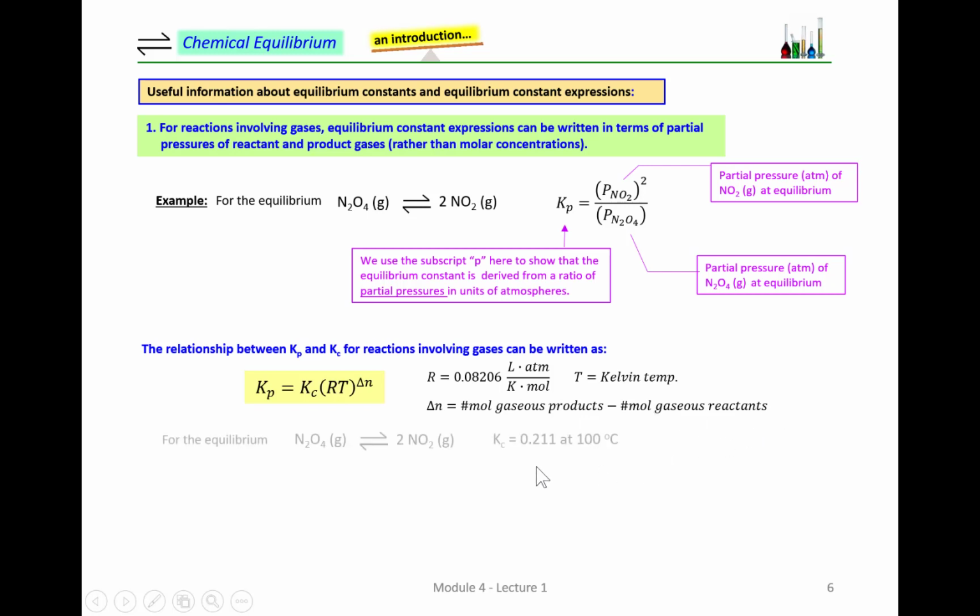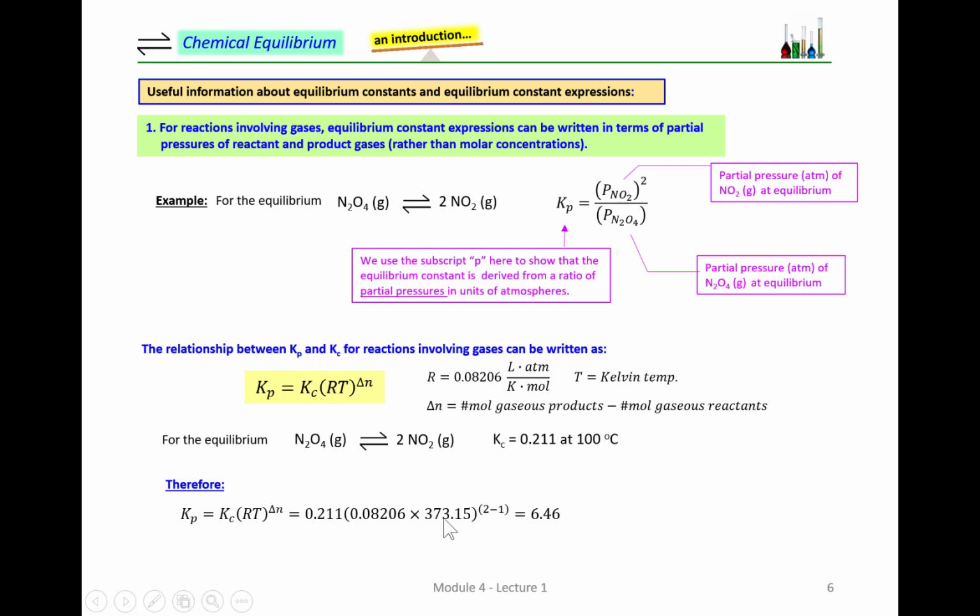For our sample reaction here, we said that Kc equaled 0.211 at 100 degrees C. So what would its value of Kp be? Well, Kp equals this expression here, so I'll put in 0.211 for our Kc. We'll put in 0.08206 for the gas constant. We'll put in 373.15 for the temperature. That would be 100 degrees C in terms of Kelvin.